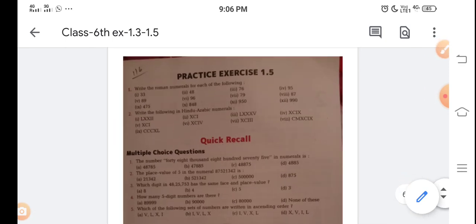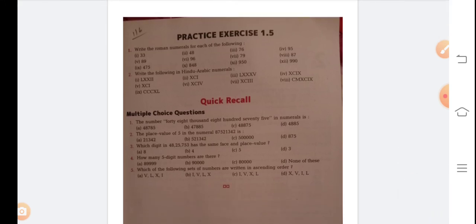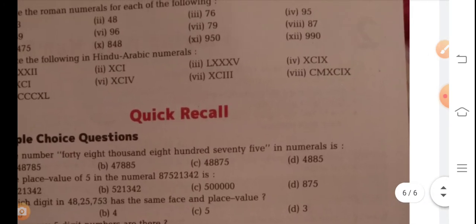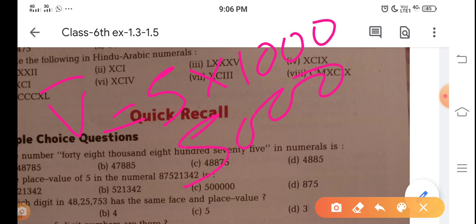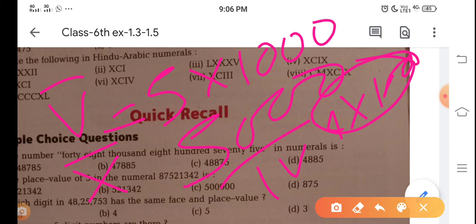So firstly complete all the question answers, and also complete the quick recall. And there's one other thing I want to say. If any question says to write, just like here V with a bar, V is equal to 5 and the bar means multiplied by 1000, so your answer is 5000. If X with a bar, or 4 with a bar, multiply with 1000.